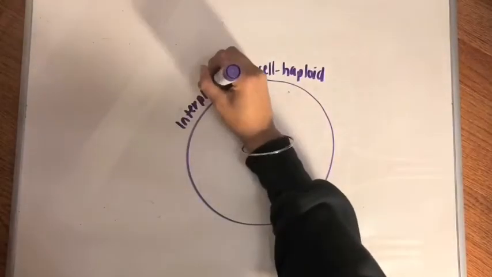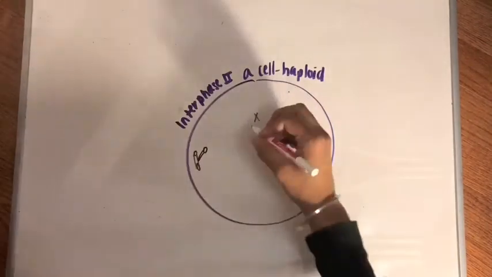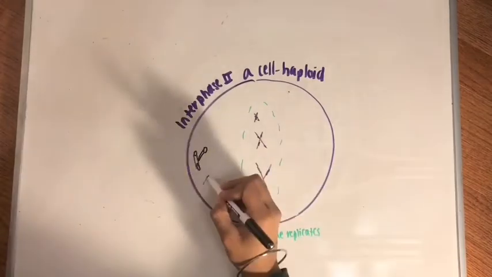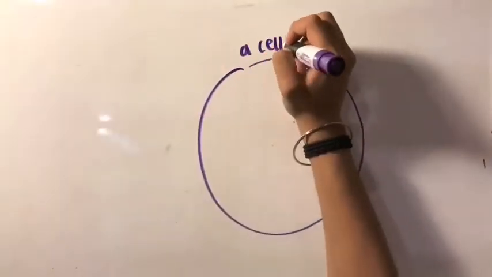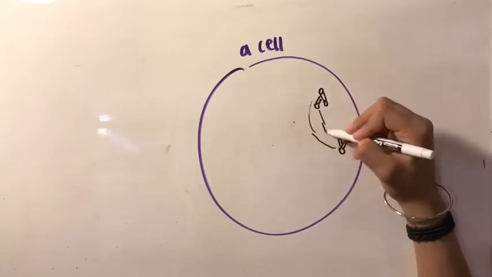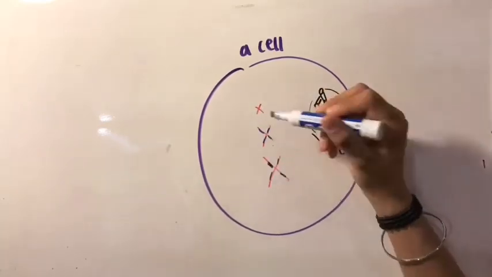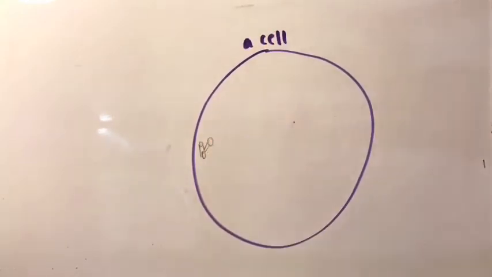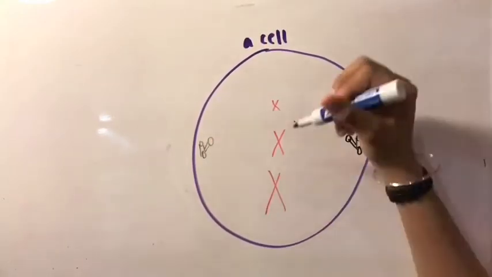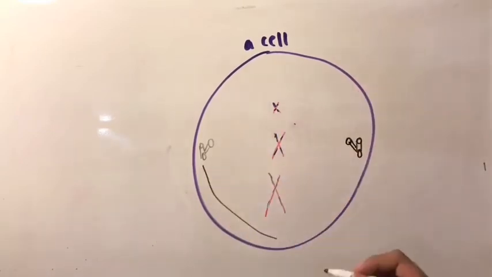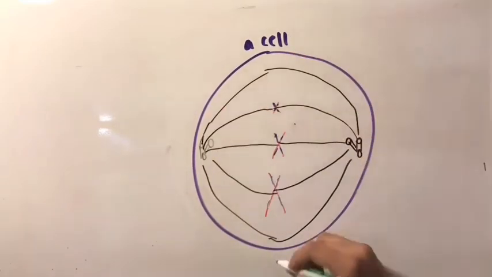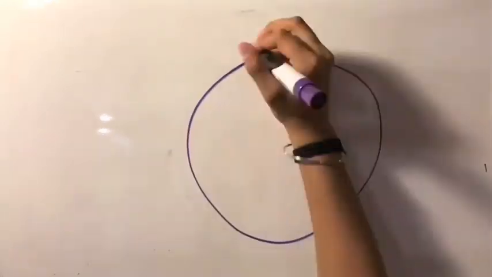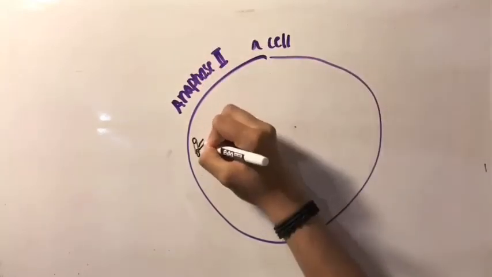The centrosome replicates once more. The centrosomes begin to move apart and the microtubules are apparent. The double-stranded chromosomes line up. The centrosomes are at opposite ends of the cell again, with microtubules stretching across the cell. The double-stranded chromosomes line up with their centromeres along the metaphase plate. The double-stranded chromosomes separate at the centromeres and begin to move along the microtubules.